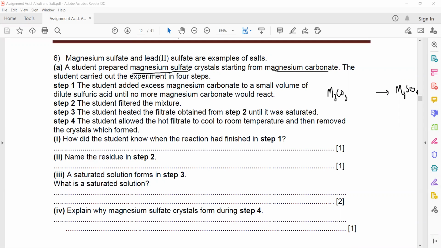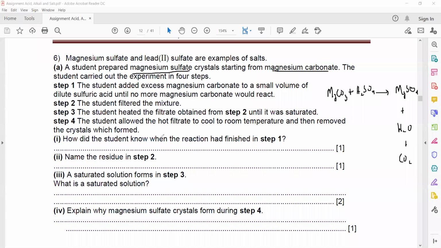The student adds an excess of magnesium carbonate to a small volume of sulfuric acid. So basically he mixed magnesium carbonate with sulfuric acid. So it will give salt, water and carbon dioxide. Then the student filters the mixture. Then the student heated the filtrate obtained from step 2 until it's saturated, means until it reaches a point of crystallization where crystals can form. The student allows the hot filtrate to cool at room temperature and then removes the crystals.